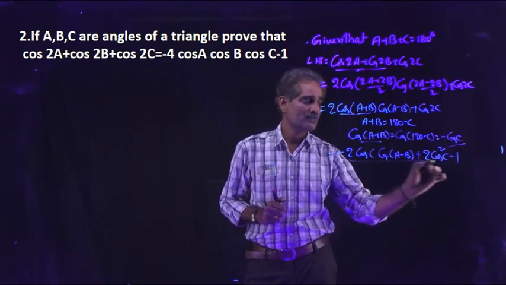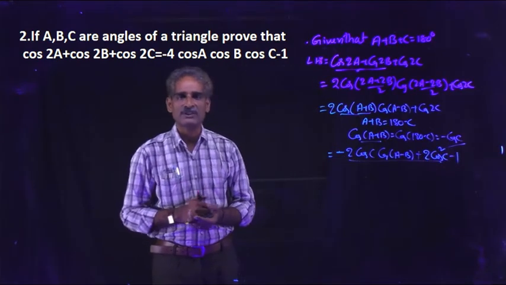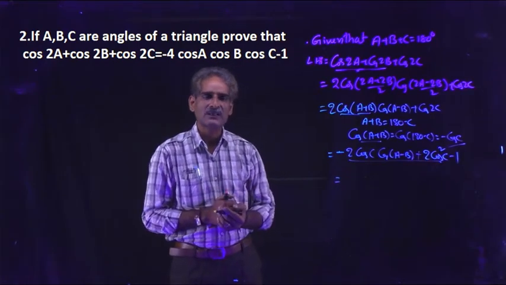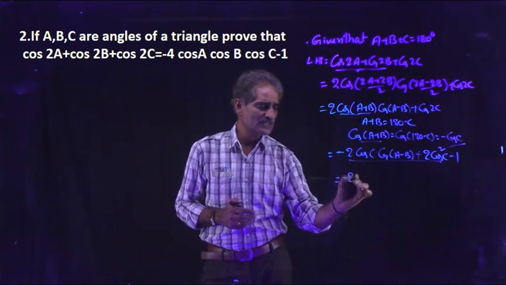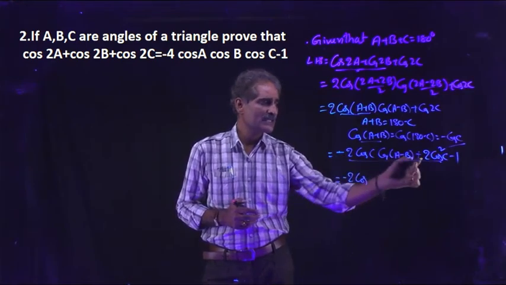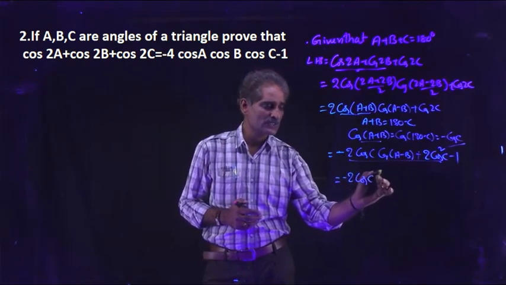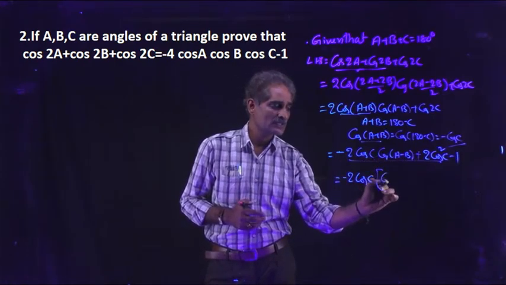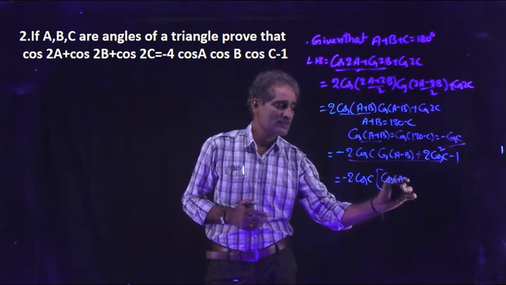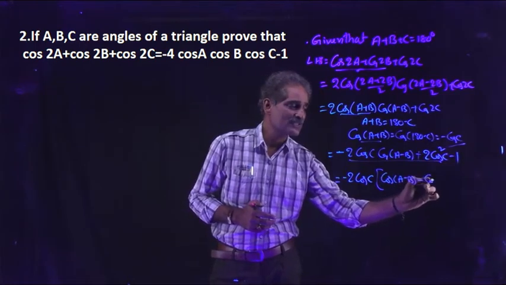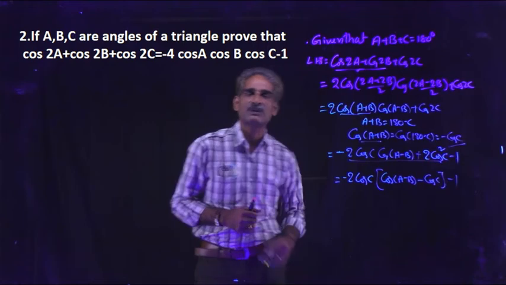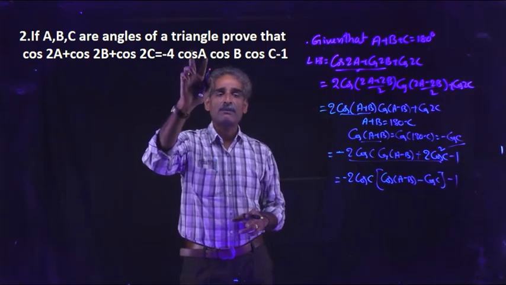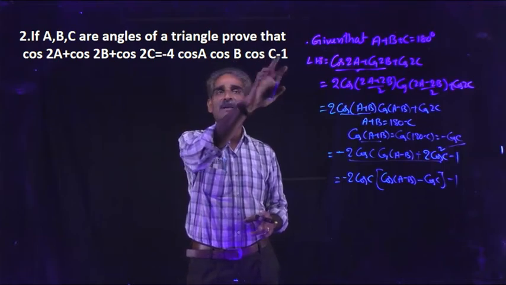So now from these two we can take 2 cos C common. Otherwise, better to take minus 2 cos C, since here minus is there and here plus is there. Just minus 2 cos C. Then what about the remaining? Cos of A minus B minus cos C. Minus 1 is there. So now observe the required one: minus 4 cos A cos B cos C, minus 1.